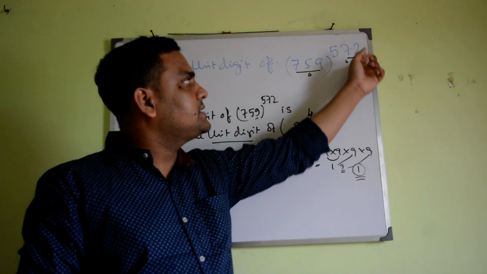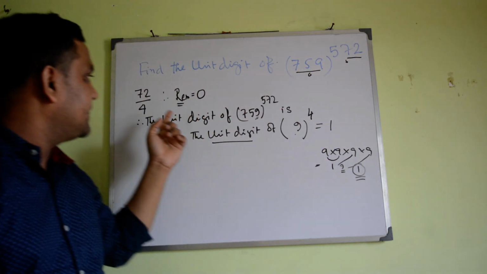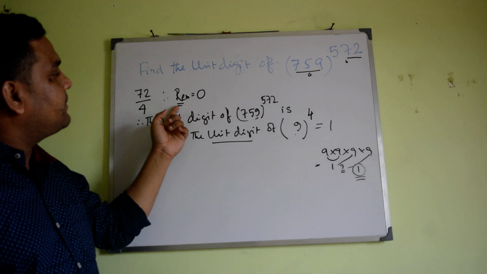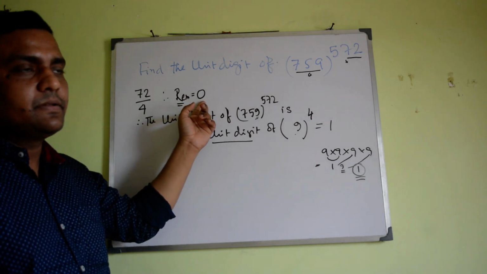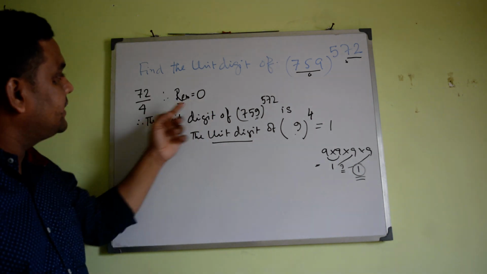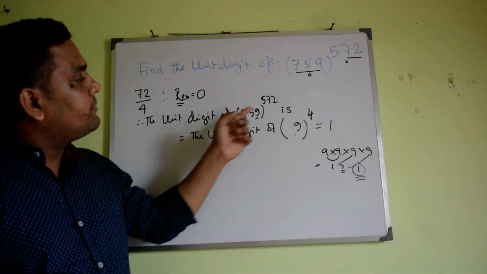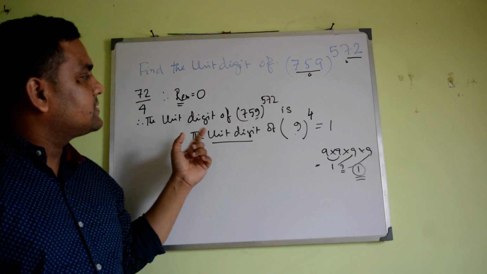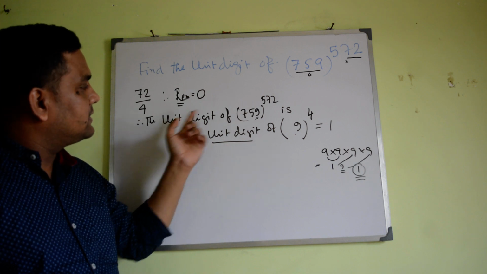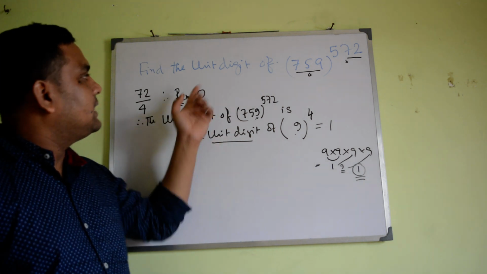Take the last two digits of B and divide by 4. What is our remainder? The remainder becomes 0 here. 4 into 18 is equal to 72. So remainder 0. Then the unit digit of that particular number, if the remainder is 0, what is our working formula? This is equal to the unit digit of the last digit of A.